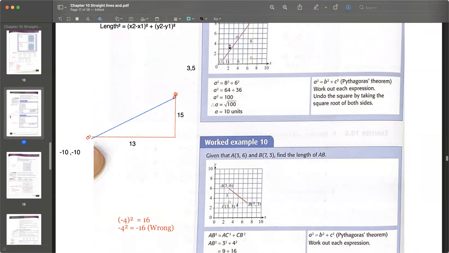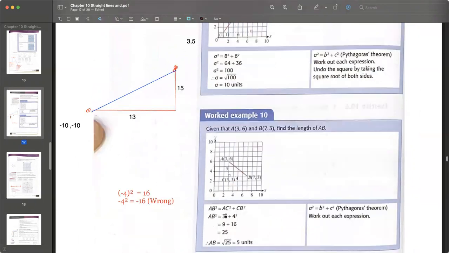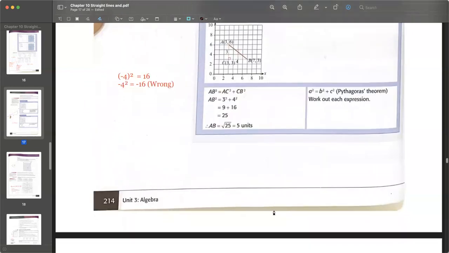Same thing here. If you calculate, A is 10, more than 8, more than 6. This one here, 5, more than 4, more than 3. It cannot be less than any of these two. So sometimes when you do maths, it's important to check. If you know all these things, then you will know whether your answer is correct or not.